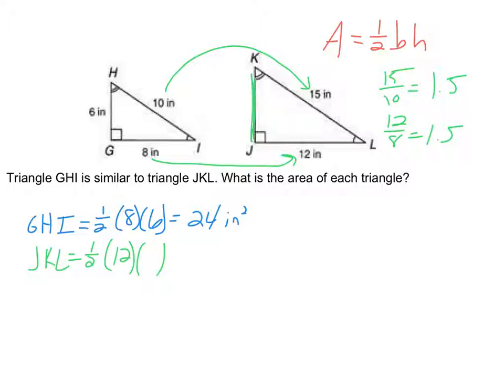So to get my missing side length, I take the corresponding side of 6, and I multiply it by 1.5. If I type that in, I get a measure of 9 inches. So I'm going to use 9 as the height. 1/2 times 12 times 9 gives me an area of 54 square inches. So my two areas are 24 square inches and 54 square inches.